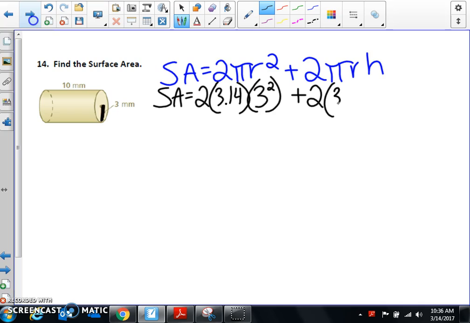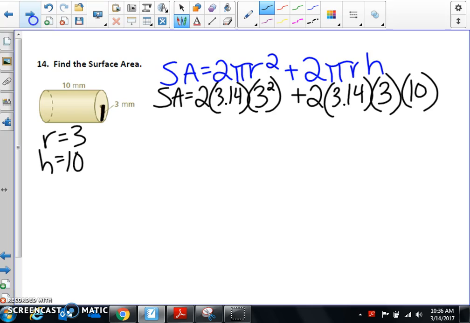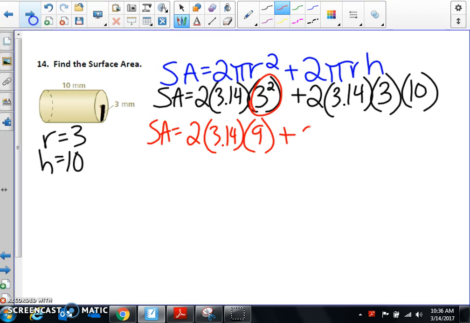Plus 2, turn pi into 3.14. Once again, the radius is 3 and my height is 10. If you need to, guys, immediately go radius is 3, height is 10, so it's easier for you to plug in. That's completely fine with me. Now remember, we got to get rid of exponents first. So 3 squared is 3 times 3, which is 9. Check yourself using your calculator because there's that squared button on your calculator. I'm just dropping everything else exactly as I see it.